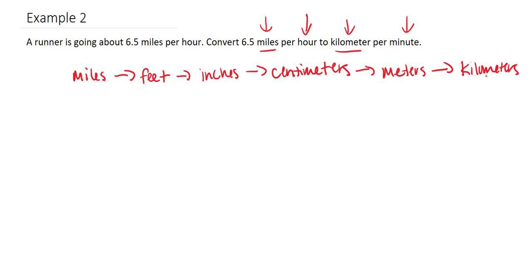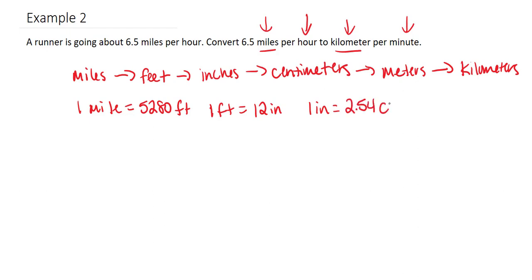So let's go ahead and write out these relationships. We know 1 mile is equal to 5,280 feet. We know 1 foot is equal to 12 inches. We know 1 inch is equal to 2.54 centimeters. And then we know 100 centimeters is equal to 1 meter. And we know 1,000 meters is equal to 1 kilometer. And so we can see all these relationships. We can write them all out.